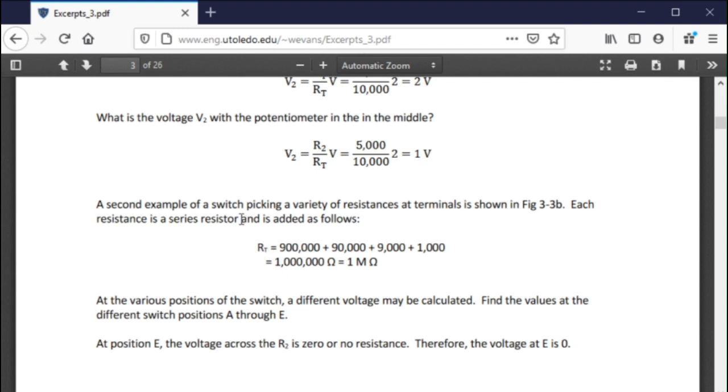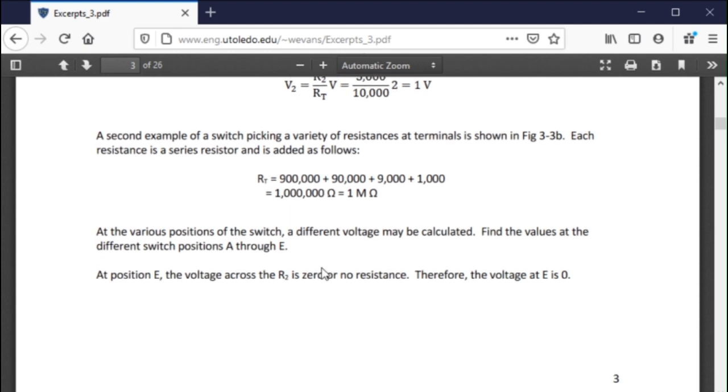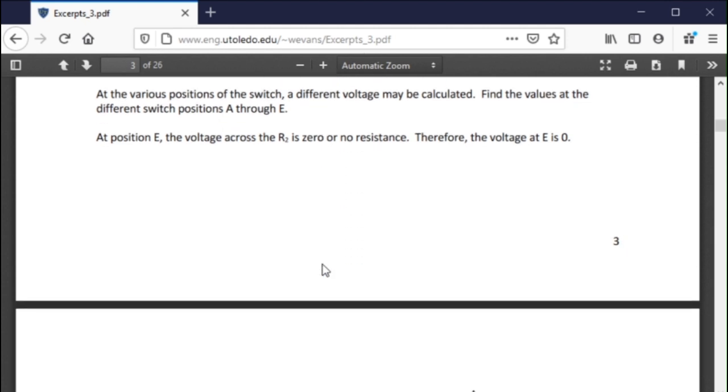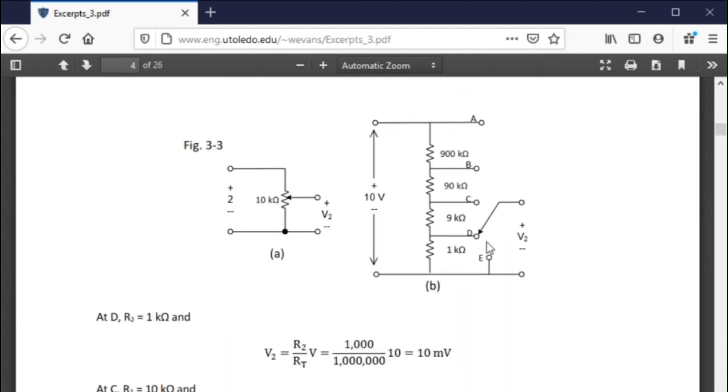Now a second kind of switch is one that picks various resistances, and it puts a ratio to those. So at various points in the switch, a different voltage is calculated. So here we have a variable switch.